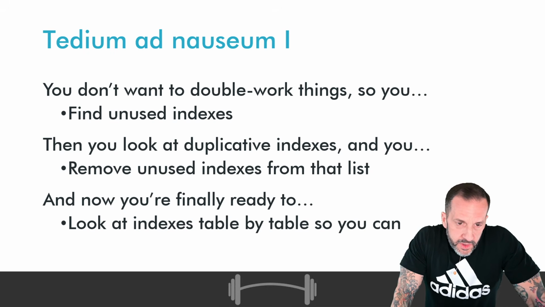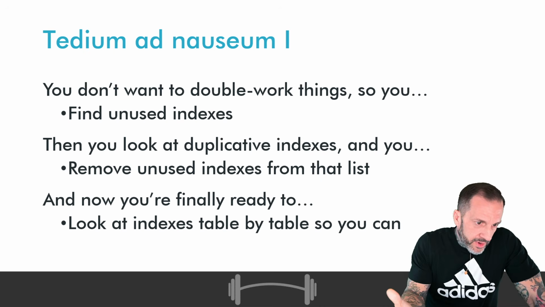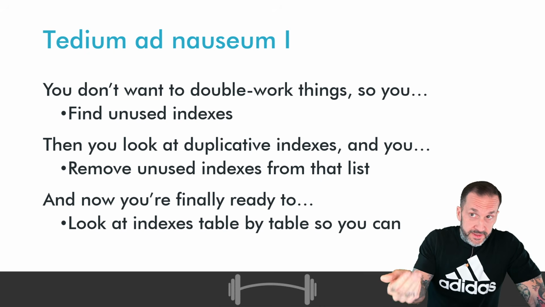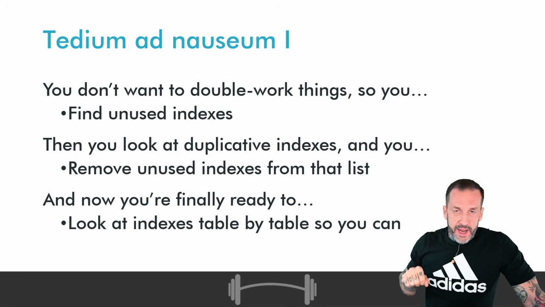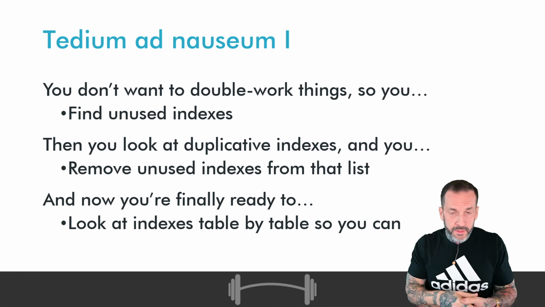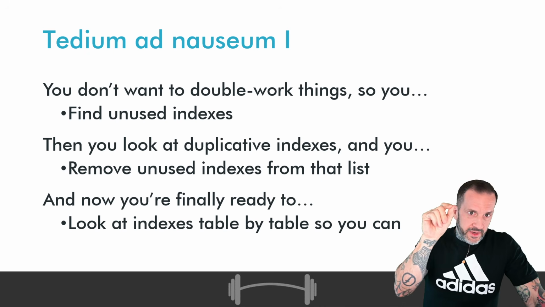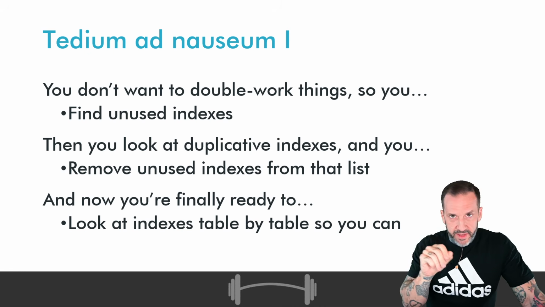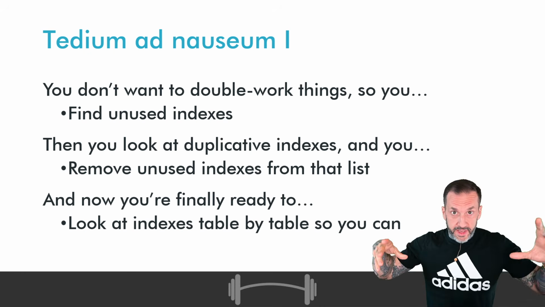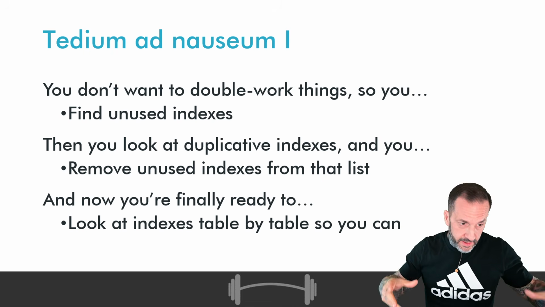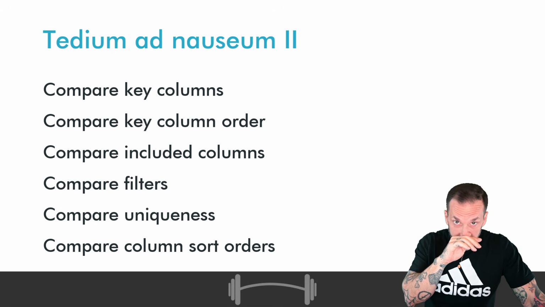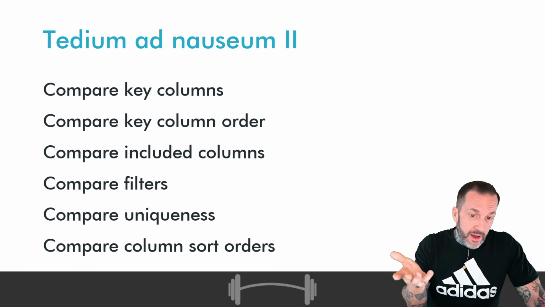Now, you don't want to double work things. So whenever I'm going through this process, the first thing I do is find unused indexes, right? And I list out all the unused indexes. And then I grab all the duplicative indexes, either exact key column matches or indexes that lead with the same key column. And then I have to go and look and see if any of the unused indexes are in there, because I don't want to double work anything. So I'm like, oh, I can delete this one, I can delete this one. And then after you finally do that, you can look at the list of indexes that you have left. The problem is now that you have this list of duplicative indexes that you can analyze, you have to look at key columns, key column order.